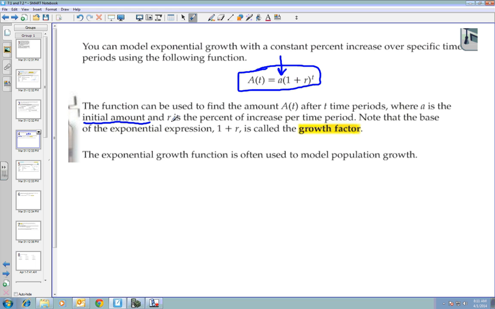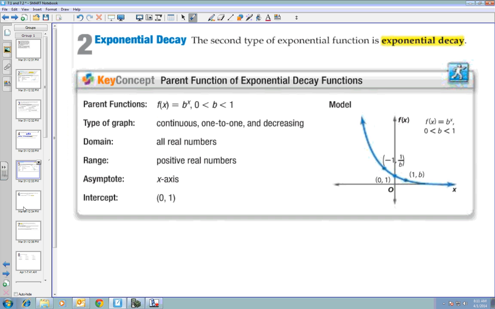R in this problem is the percent of increase per time period. We're going to be using that to model population growth here in just a little bit. And then we also have our exponential decay. Here's an example of what an exponential decay function looks like. Instead of going up, it's going to go down. An example of, well, I don't know if this is a true example, but you might think of when you buy a new car, what happens as soon as you drive that car off that lot?